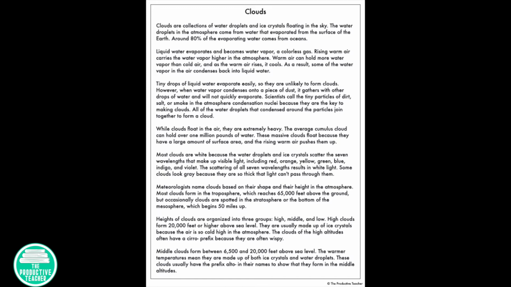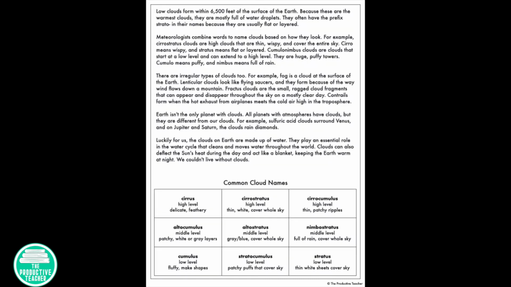Middle clouds form between 6,500 and 20,000 feet above sea level. The warmer temperatures mean they are made up of both ice crystals and water droplets. These clouds usually have the prefix alto in their names to show that they form in the middle altitudes.